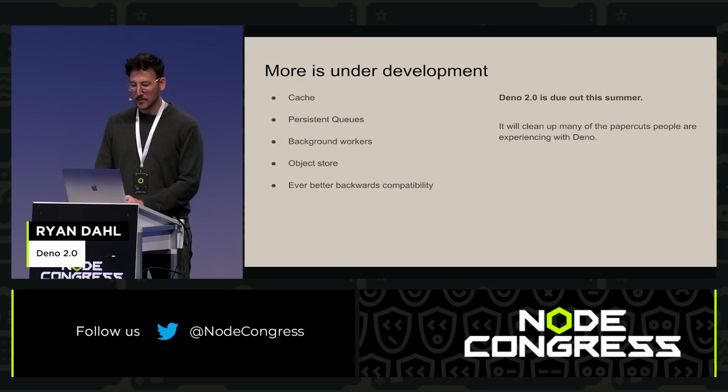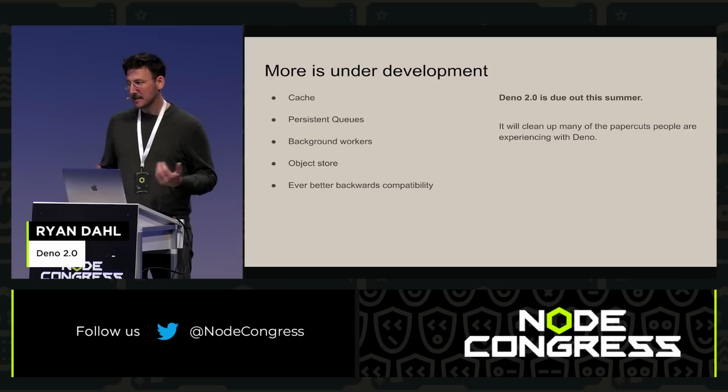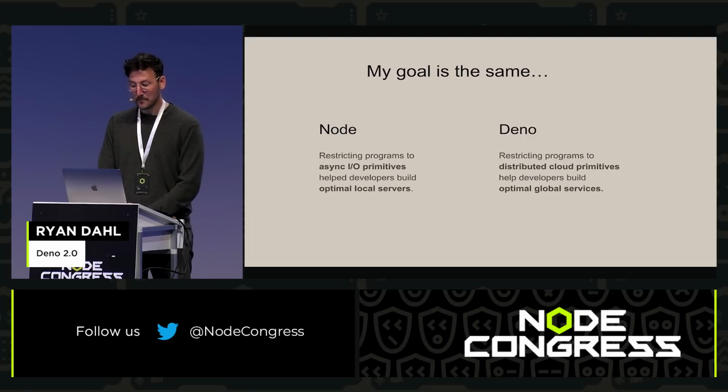There's more under development here. There's cache, persistent queues, background workers, object store, of course, ever better backwards compatibility for people. Like I said, Deno 2.0 is coming out this summer, and this KV stuff will be underway here soon. It will be released in Deno Deploy soon.